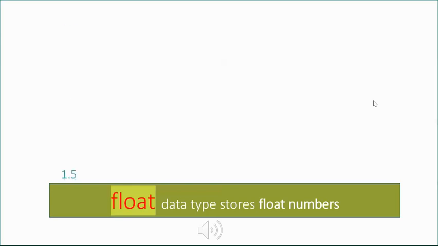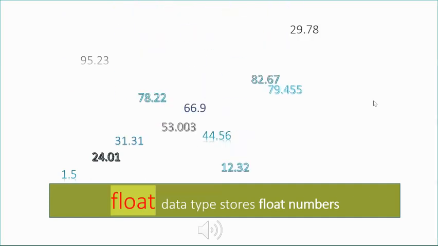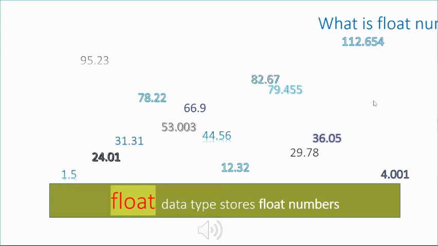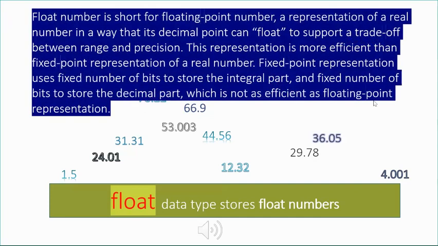What is a float number? Float number is short for floating point number, a representation of a real number in a way that its decimal point can float to support a trade-off between range and precision. This representation is more efficient than fixed point representation of a real number. Fixed point representation uses a fixed number of bits to store the integral part, and a fixed number of bits to store the decimal part, which is not as efficient as floating point representation.